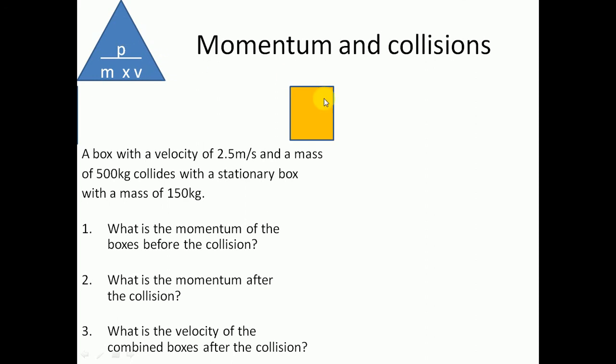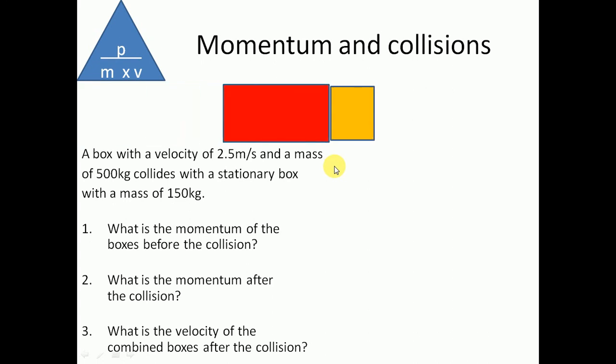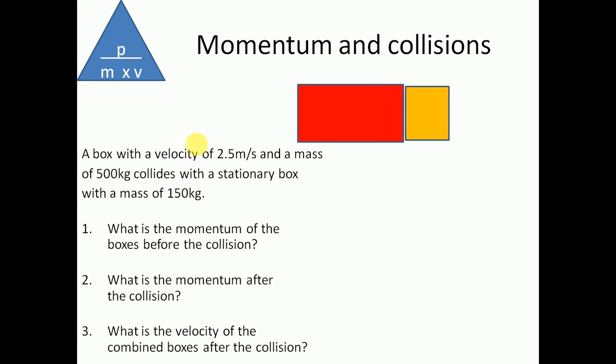So in this example, we have two blocks. We have a yellow block here, or an orangey yellow block, and this block is a stationary block with a mass of 150 kilograms. And as you can see, a red block, which has a mass of 500 kilograms, collides with it. Now this block, before it collides, has a velocity of 2.5 meters per second.